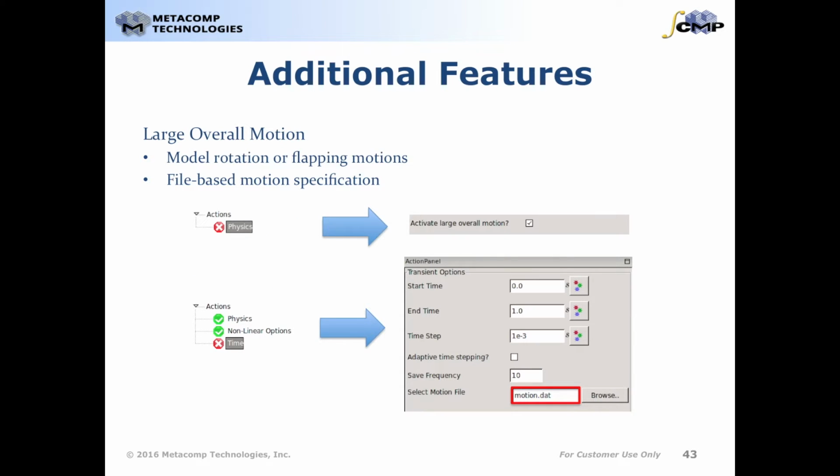Large overall motion. For some problem classes, it is important to model a large overall motion of the structure, such as in rotor blades and flapping wings. CSM++ allows a file-based motion specification where the user can provide an arbitrary motion of the structure for the duration of the analysis.